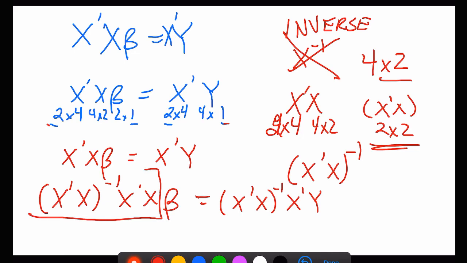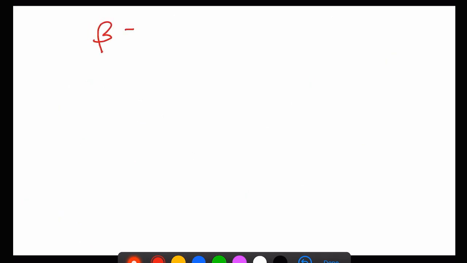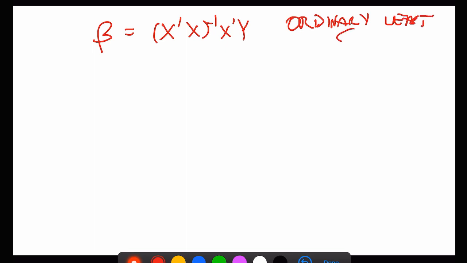What do we know about this? Well, a number times its inverse is an identity matrix. It's 1. So I have an equation. Beta equals X transpose X inverse, X transpose Y. You're like, so? My response to so is, this is the ordinary least squares equation. Yes, it is. Now, it's the long way.